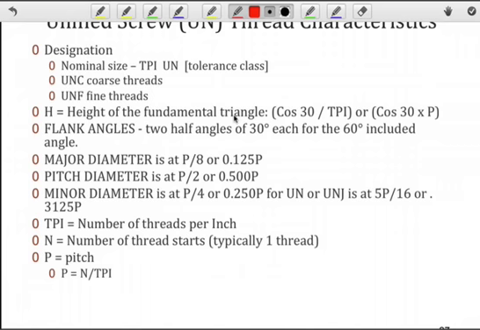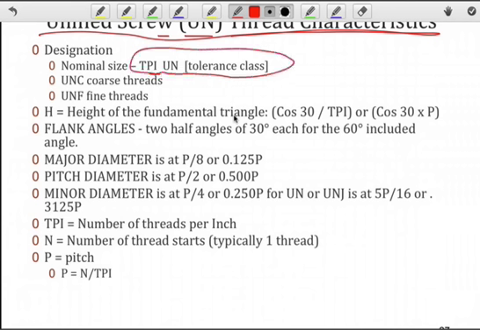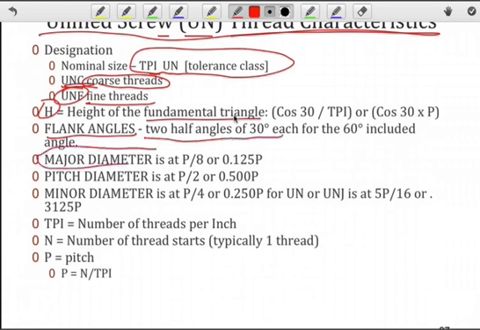And if you look in your appendix in your book, you'll see a table giving you the unified thread characteristics. You'll get a nominal size with threads per inch, and you'll see a UNC designation, which indicates a category of coarse threads, or UNF, indicating you have fine threads, in other words, more threads per inch. H is going to be the height of the fundamental triangle, the profile of the thread. Then we have flank angles, also related to the profile of the thread. Then you have major diameter, pitch diameter, and minor diameter.